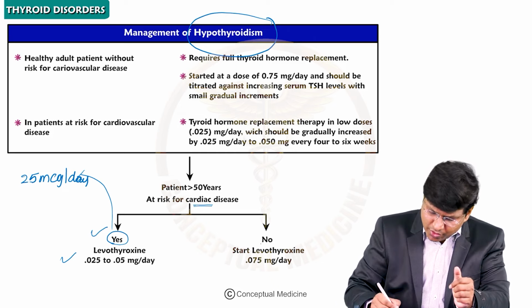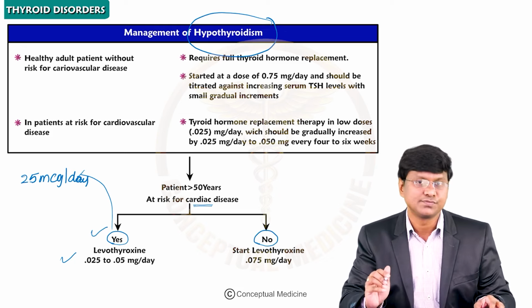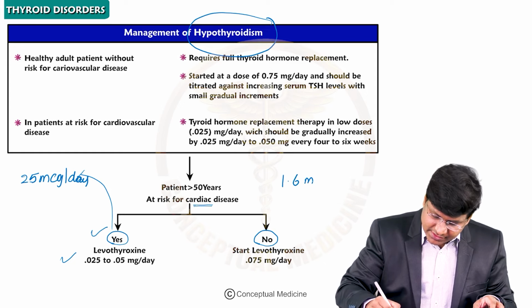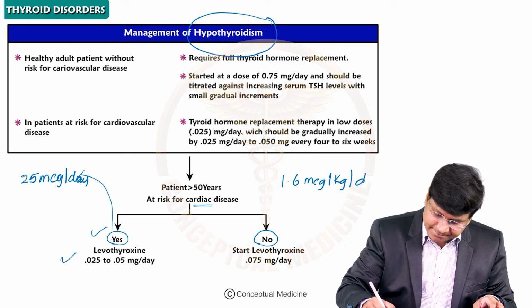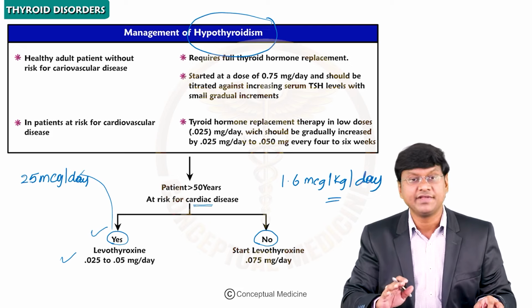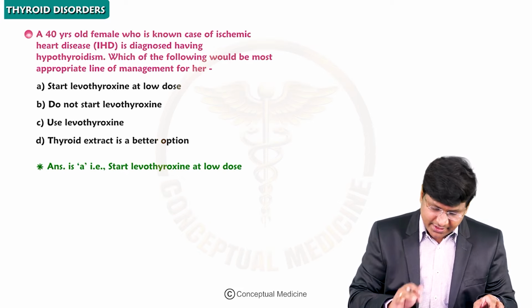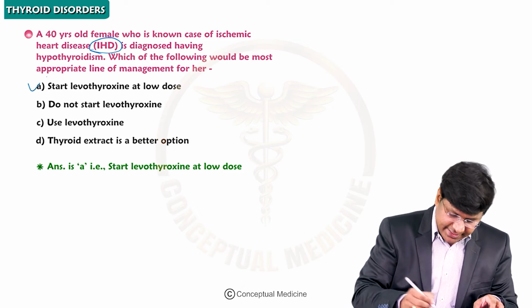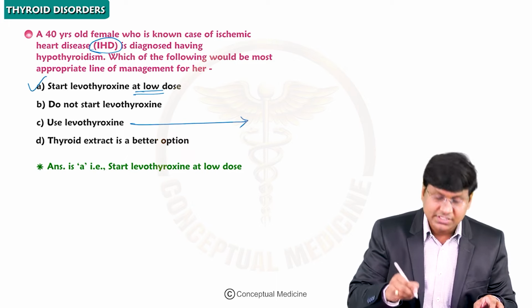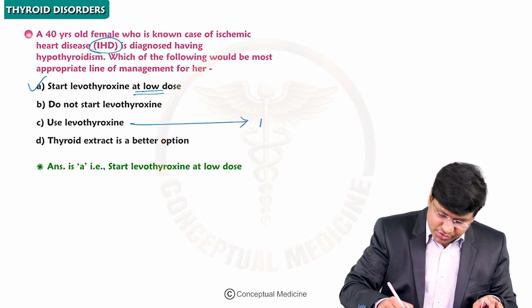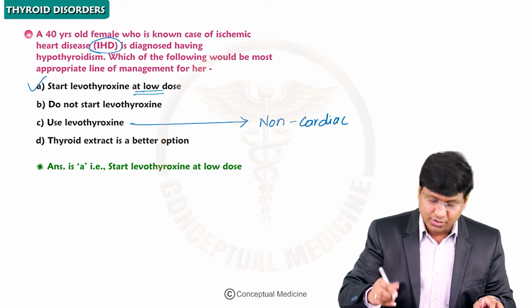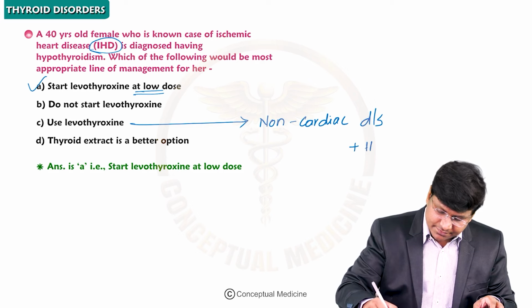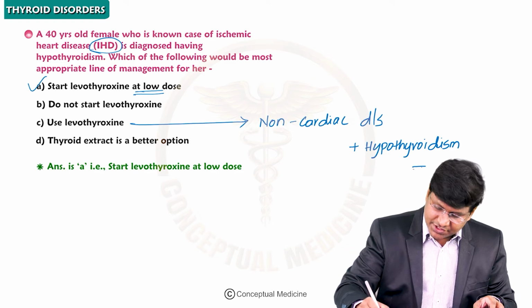Whereas in those individuals who do not have any cardiac disease, you can start with a full dose. The full dose is around 1.6 micrograms per kg per day. So this is the dose that you can start in a patient who does not have any underlying cardiac disease. That is why, in this question, for a patient with ischemic heart disease having hypothyroidism, you have to start levothyroxine at a lower dose, whereas the full dose will be applicable in those individuals who are non-cardiac, where there is no cardiac disorder, but the patient is having hypothyroidism.